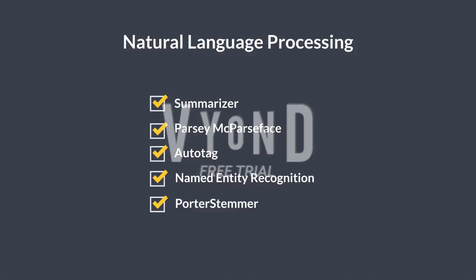AutoTag automatically generates keyword tags from content, a technique that discovers topics contained within a body of text. You can use the algorithm to generate keyword topic tags from a document, like how your Google Mail tags mails. The Named Entity Recognition algorithm identifies the type of entity extracted, whether it is a person or place or any kind of entity. Porter Stemmer is an algorithm that reduces words to their root.